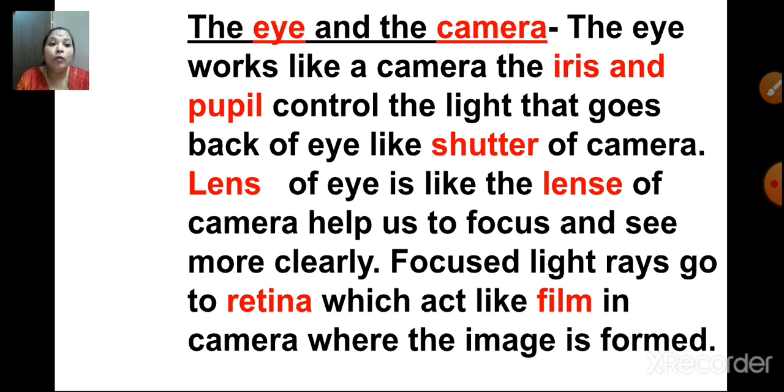Now, the focused light goes to the retina, which acts like a film, because in the camera the image is formed on the film, and in our eyes the image is formed on the retina. In this way, the eye and the camera are similar to each other.